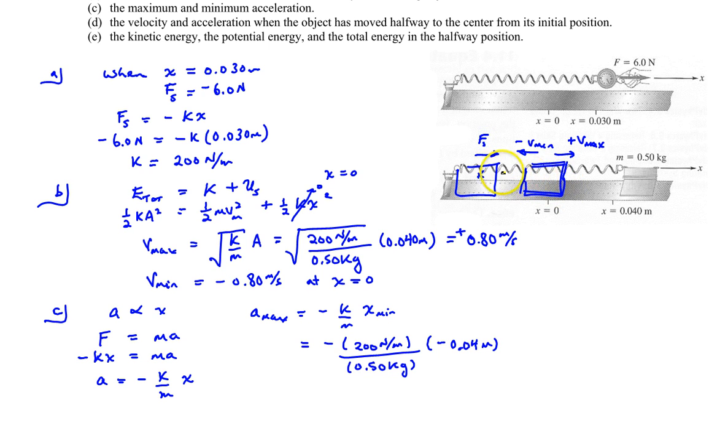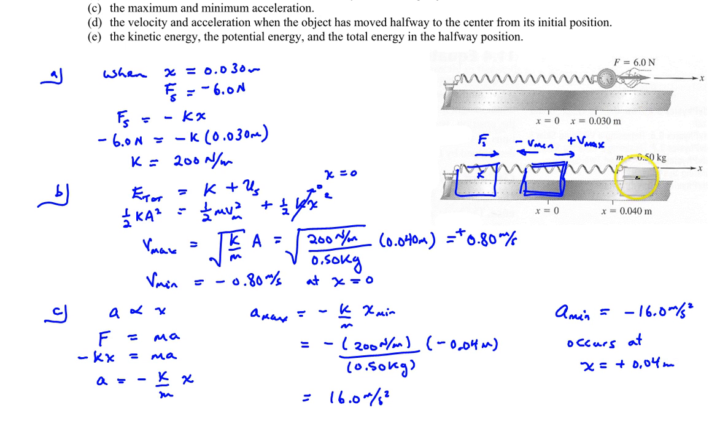And so that's going to create a maximum acceleration when it's at the furthest point to the left. That gives you an acceleration of 16.0 meters per second squared. So you might be asking, well, where is the minimum acceleration? The minimum acceleration will be the same amount, except it will be negative 16.0 meters per second squared. And this occurs at x equals positive 0.04 meters.